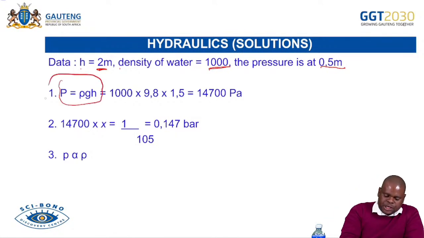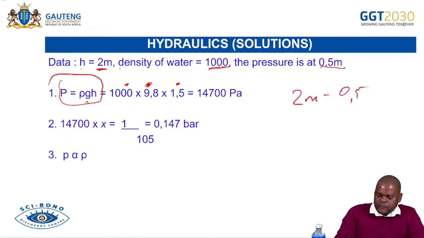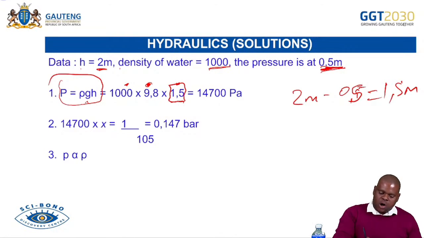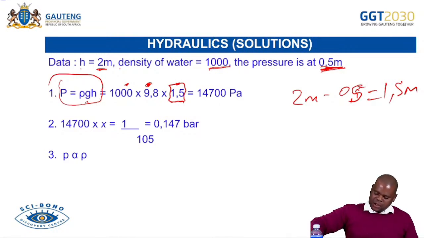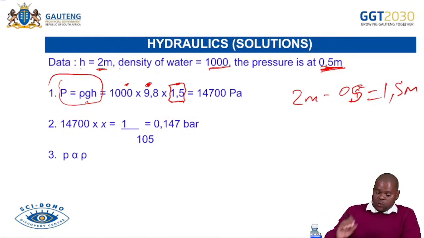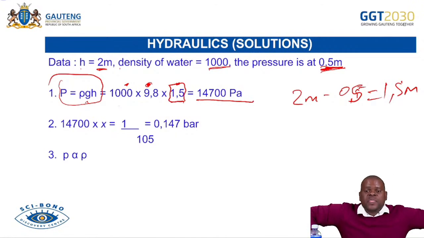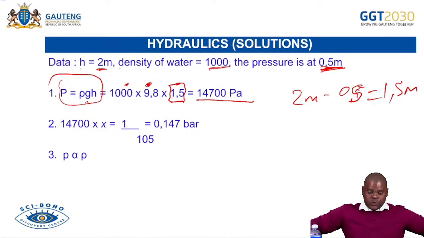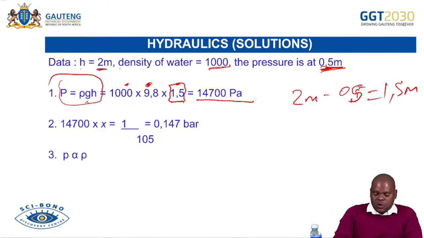This is the formula that we use to calculate the pressure. We know the density. This is the density. This is the gravitational acceleration. And this is what? 1.5. Where does 1.5 come from? We said 2 meters minus the 0.5 that is given, which gives us what? 1.5 meters. That's where the height comes from. This 1.5 is the water that exerts the pressure on the bottom water, the 0.5. And then when we do this calculation, we found that it gives us 14,700 Pascal. Are we together? You can use a calculator and you'll see if you get the same answer as I got here.